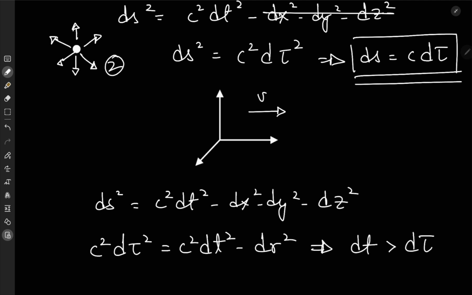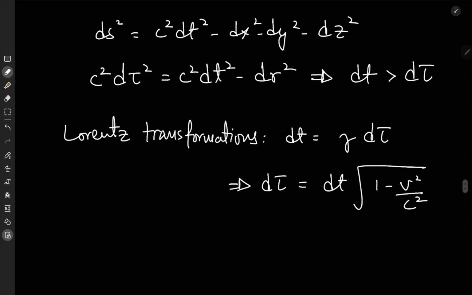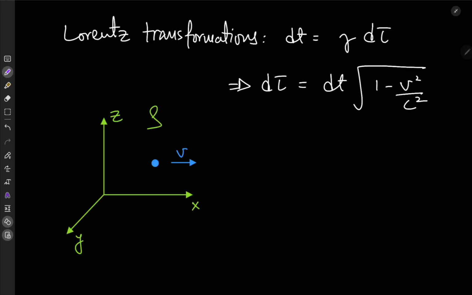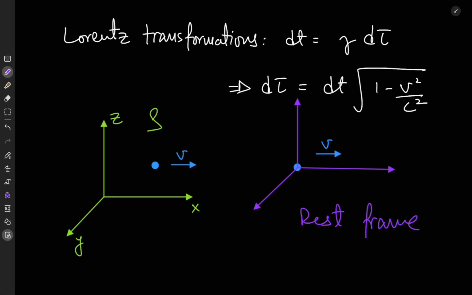Time intervals in other reference frames are related to proper time by the Lorentz transformations, by which we have dt equals gamma times d tau, or d tau equals dt times the square root of 1 minus v squared by c squared. We can derive these equations quite easily by writing out the Lorentz transform equations like I wrote out earlier, taking differentials and recalling that dx would be 0 in the rest frame of the particle. For the case of our moving particle in the reference frame S, proper time would be measured by clocks in the reference frame attached to the particle itself.